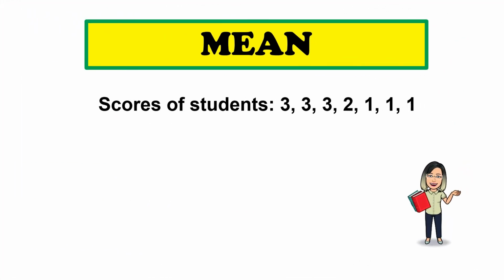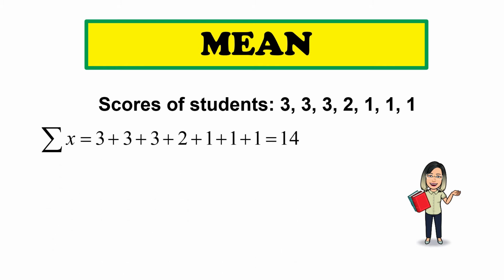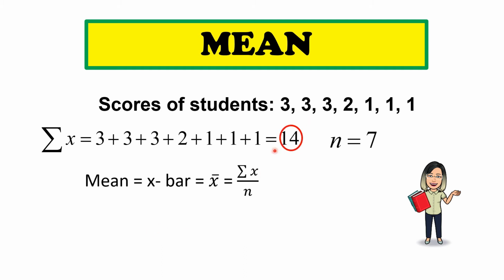So we need to find the mean of the students' scores. The scores are 3, 3, 3, 2, 1, 1, 1. First, find summation of x. Summation of x is 14. Then we find n. n is 7. Then, write the formula summation of x over n. What is summation of x? Summation of x is 14.